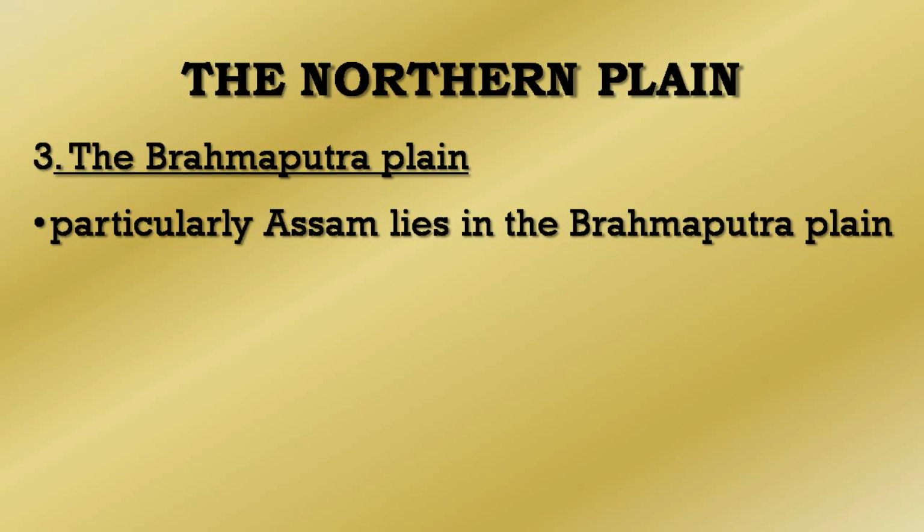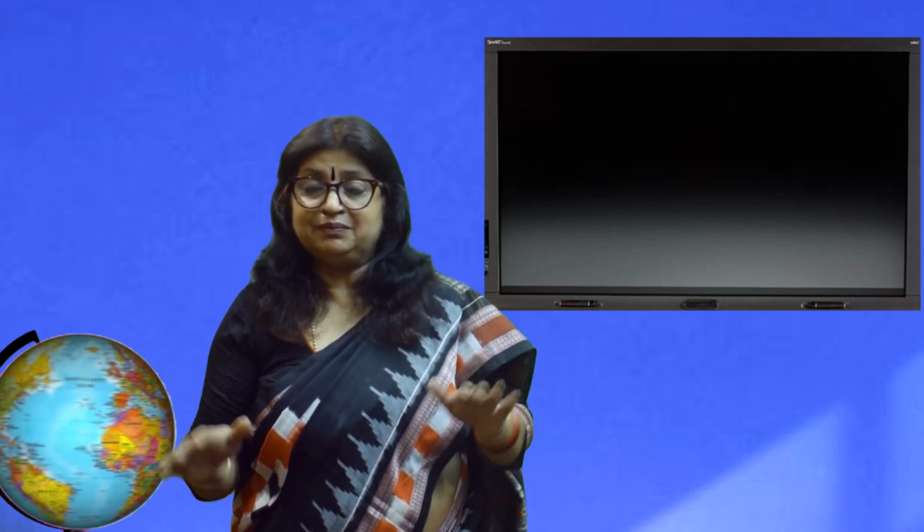Coming to the next one, that is your Brahmaputra plain. Brahmaputra plain lies in the eastern margin of our country. Okay, that is mostly in Assam. So this river flows through the land that is called Assam plain, and so it is also called the Brahmaputra plain. Generally, children, this northern plain is called a flat and level land.